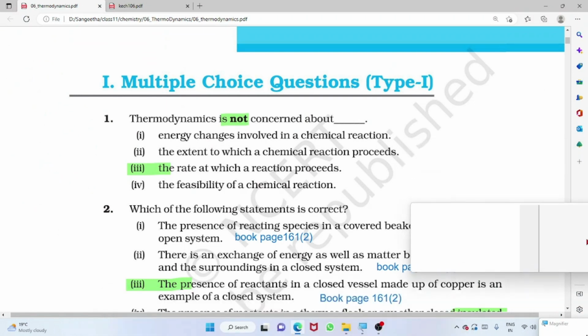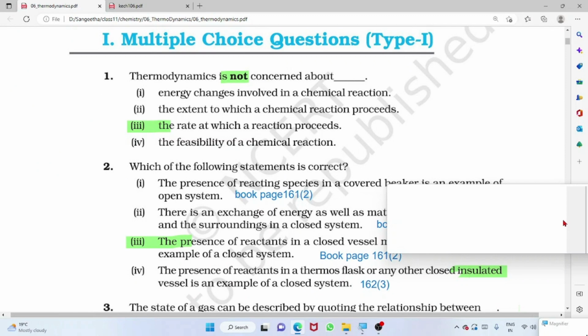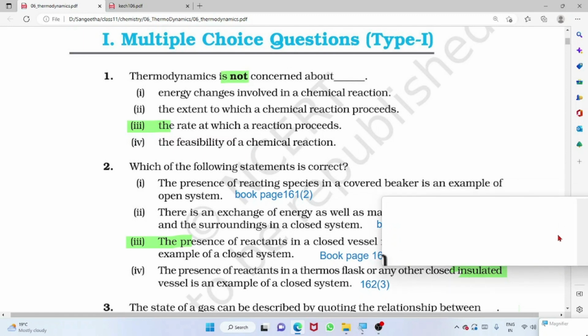Thermodynamics is not concerned about the energy changes involved in the chemical reaction. It is concerned about the energy changes, the extent to which a chemical reaction proceeds. This is also covered in detail by the thermodynamics chapter. The rate at which the reaction proceeds is not covered in the thermodynamics chapter. The feasibility of a chemical reaction is also covered in thermodynamics. So option 3 is the correct answer.